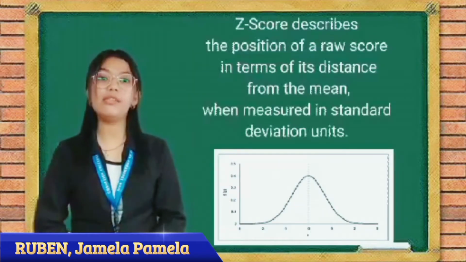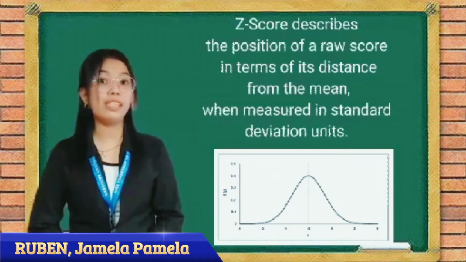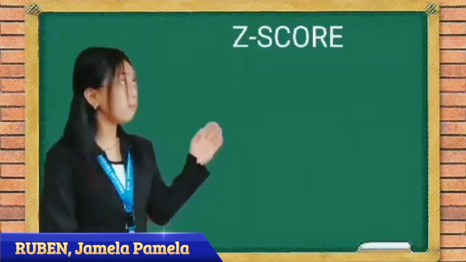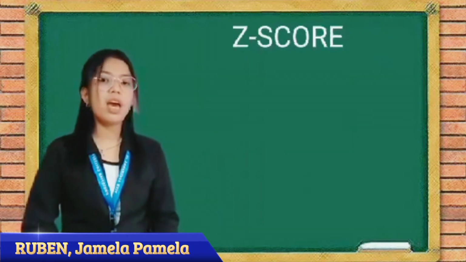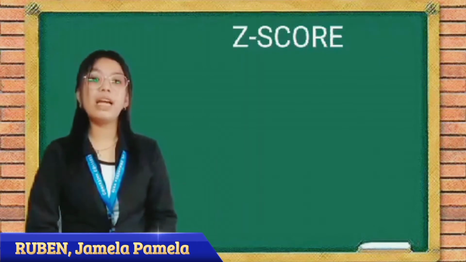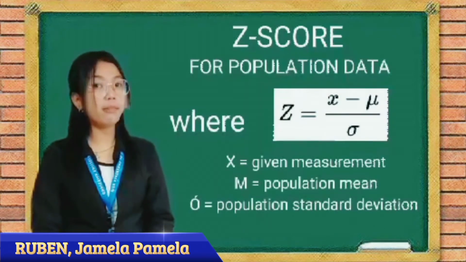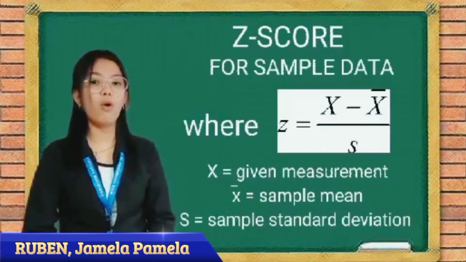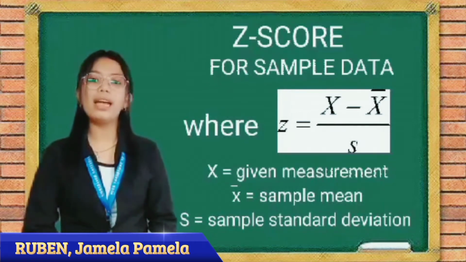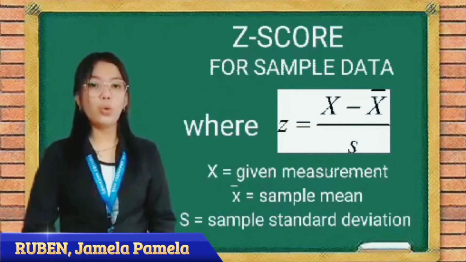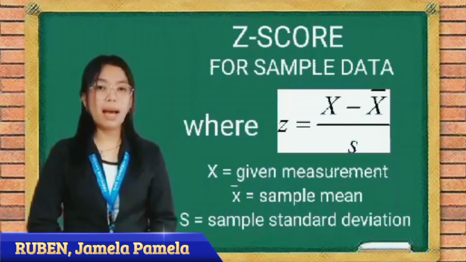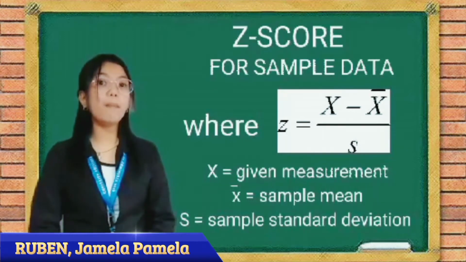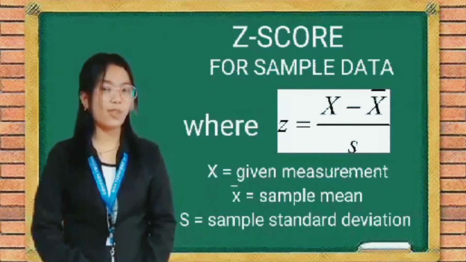So Z-score describes the position of a raw score in terms of its distance from the mean when measured in standard deviation units. So let's proceed to the formula of Z-score. The formula for solving Z-score is Z equals X minus mu over sigma for population data, and Z equals X minus X bar over S for sample data, where X is the given measurement, mu the population mean, sigma the population standard deviation, X bar the sample mean, S the sample standard deviation, and Z is the Z-score.